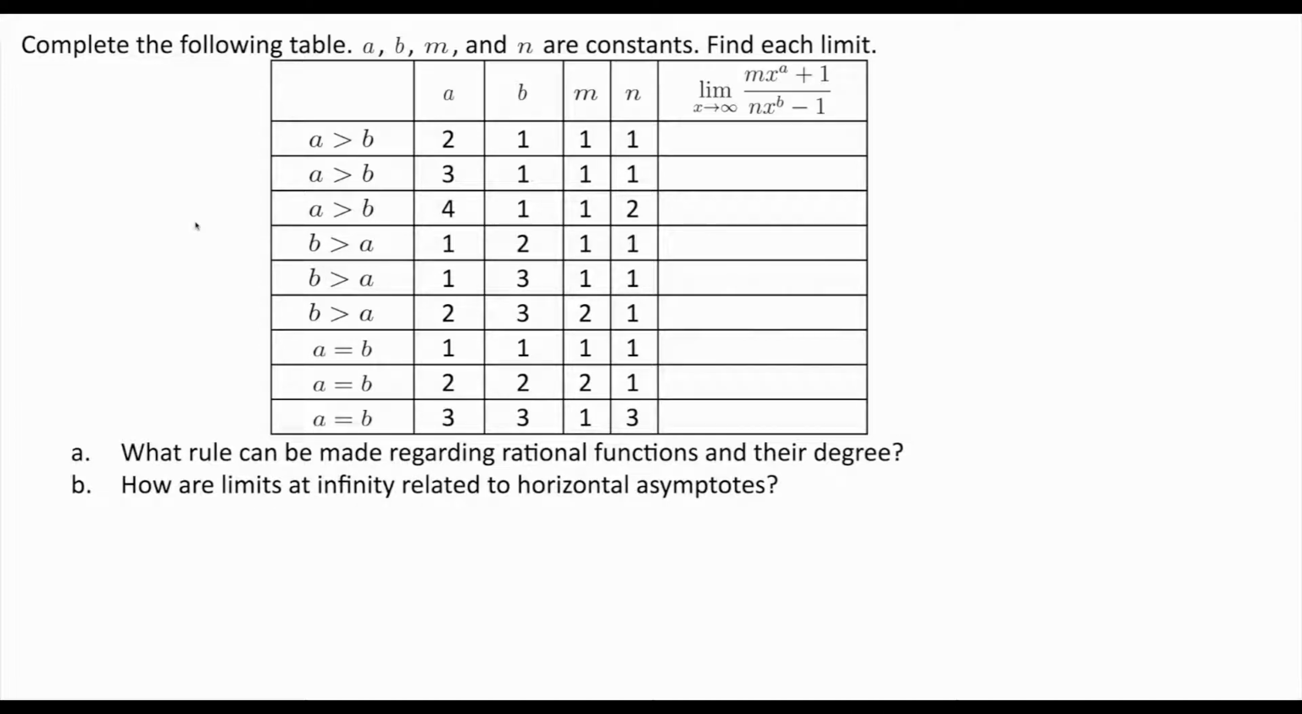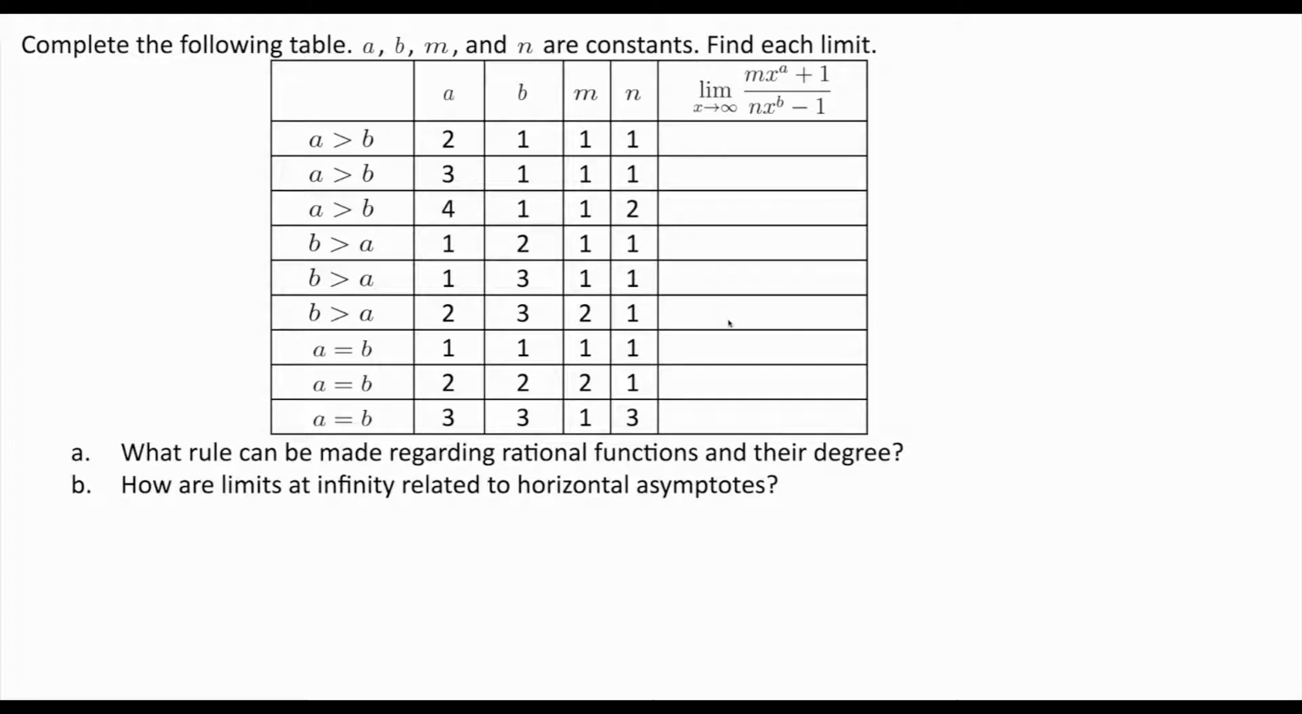Following is a video basically answering this inquiry problem where it says complete the following table. And it says A, B, M, and N are constants. So we have A, B, M, and N right here. And basically what these constants are doing, you have an M here and an N here. So these are both coefficients: M is the coefficient for x to the A, and N is the coefficient for x to the B. And these constants A and B are the exponents here, and then we have a +1 and a -1, and you're having this limit right here.